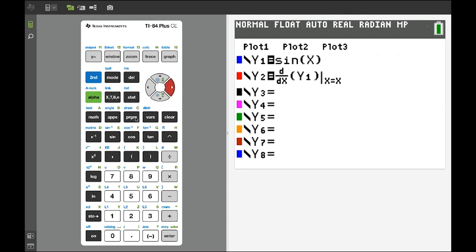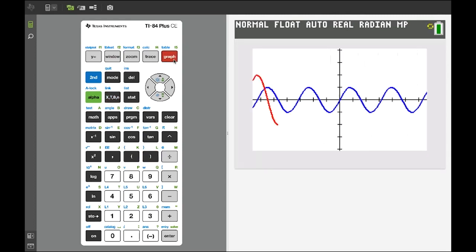Now let's try one more thing here. I'm going to slightly edit my original function y1. Instead of sine of x, let's look at sine of 2x. And we'll get a chance to see a graphical interpretation of the chain rule. There's the graph of my original function, and there's the graph of its derivative.